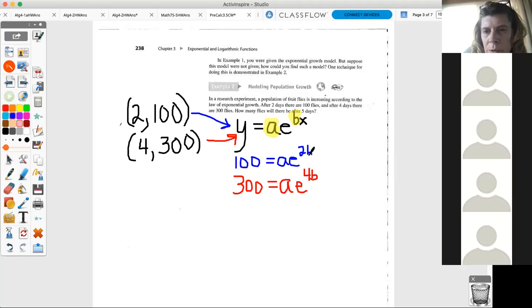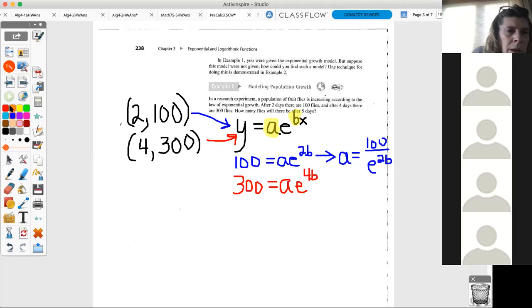I still have two unknowns. I need to figure them out. I'm going to use something called substitution to figure this out. All right. So if I take this one right here and I rearrange it so that I have it solved for a, a is actually equal to 100 over e to the 2b. Is everybody with me how I did that?